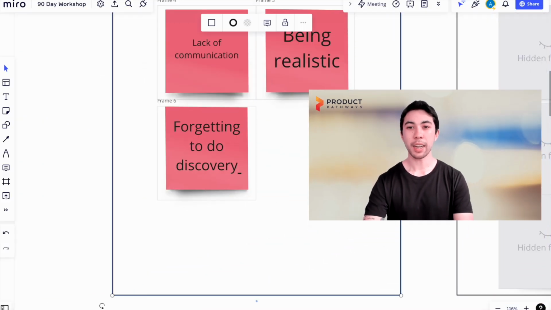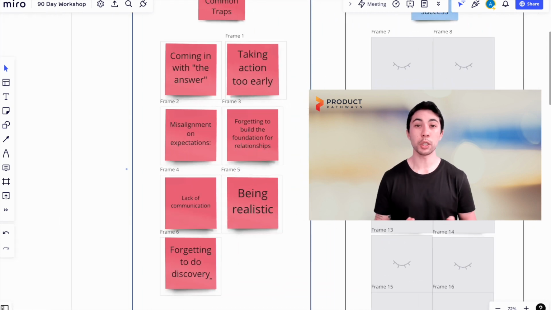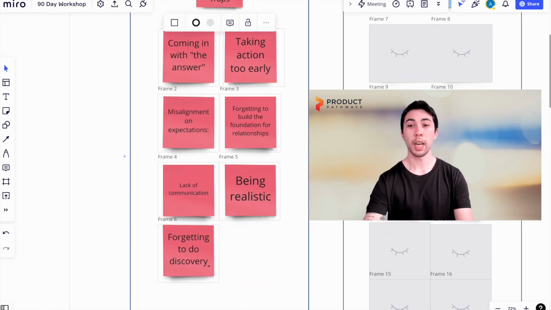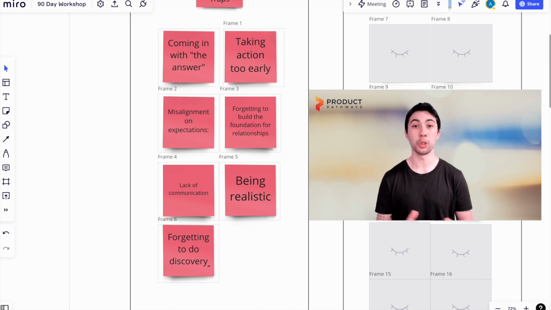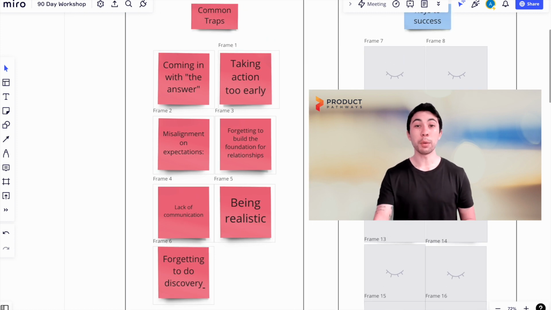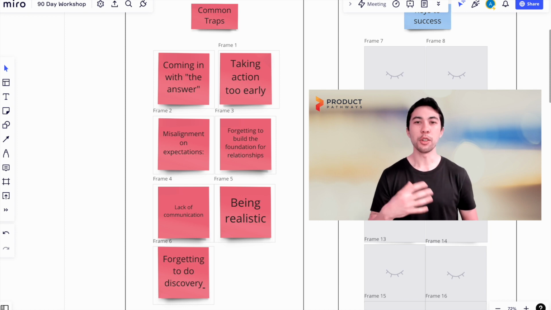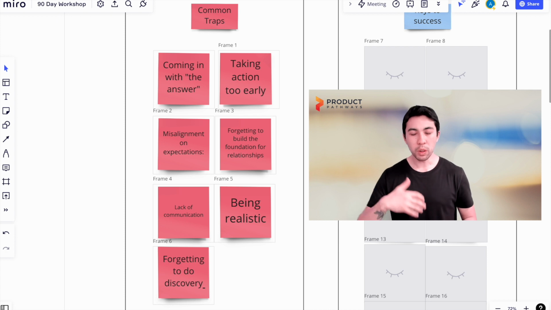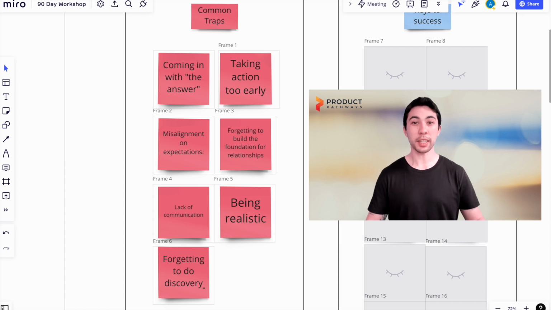So that's it. Those are the 7 common traps that I observed the most with product people starting new jobs. The first one is coming in with the answer, so try to avoid that. Past success does not mean new success. Remember, it's a new organization, a new team, a new product. Lean into it with curiosity. Go into it with all your assumptions, but treat them like assumptions. You can be wrong with all of them.